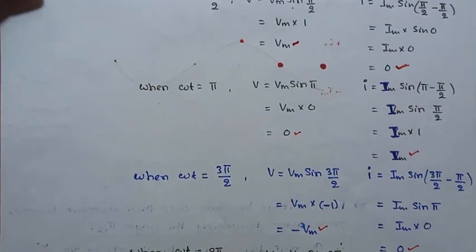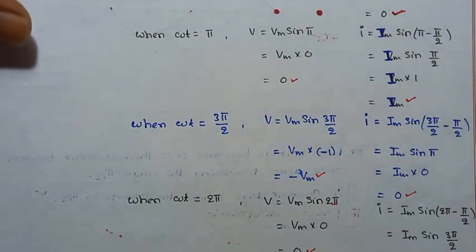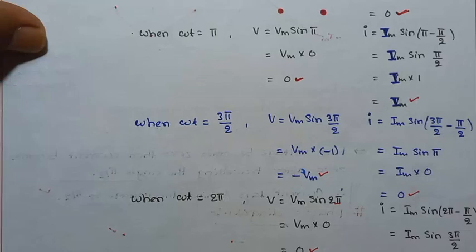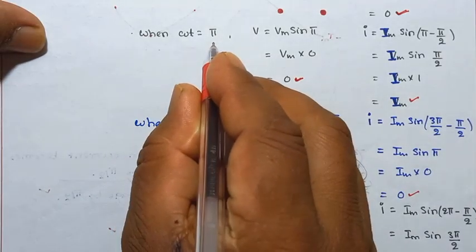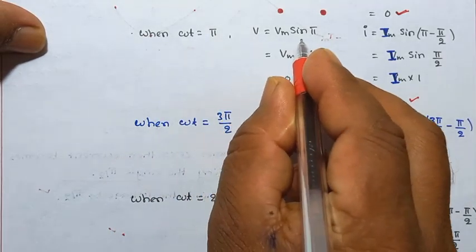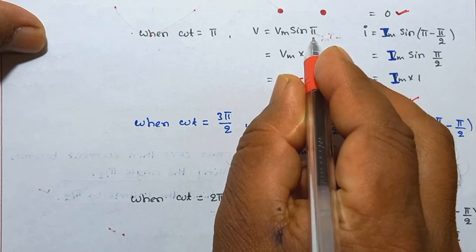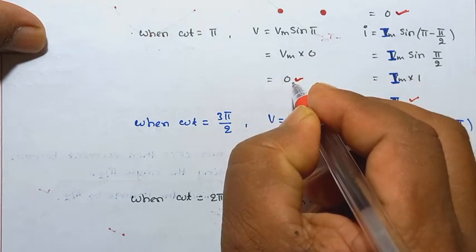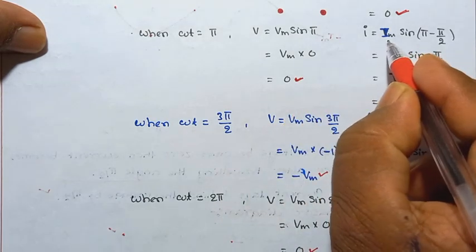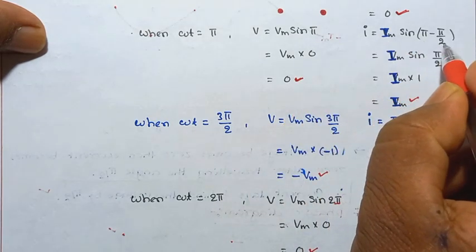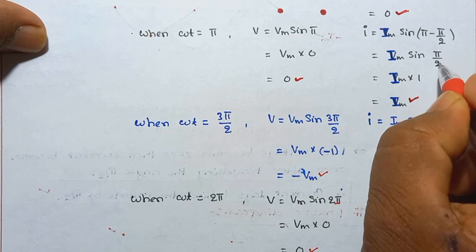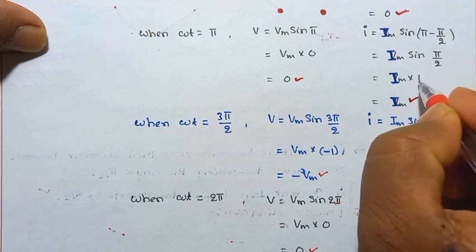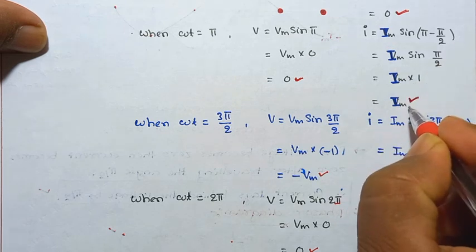Okay. Now we will put omega t is equal to pi. So V is equal to Vm sin omega t. In place of omega t, we will put pi. So sin pi is 0. So Vm into 0 is 0. Now I is equal to Im sin omega t minus pi by 2. Pi minus pi by 2 is pi by 2. Sin pi by 2 is 1. So Im into 1 is Im.